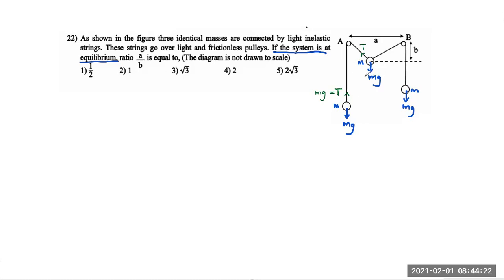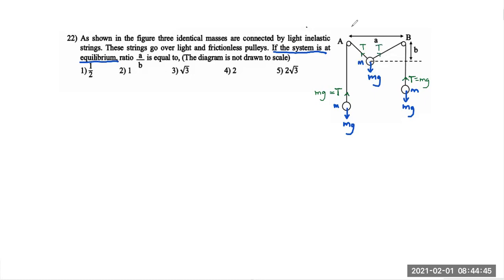And here, the same tension will be acting, so I'll mark it as T. Now, this is also T. Why is it T? Because here also T is equal to mg. So there's no need to mark that as T1, T2 and complicate things. Same tension will be acting here as well.